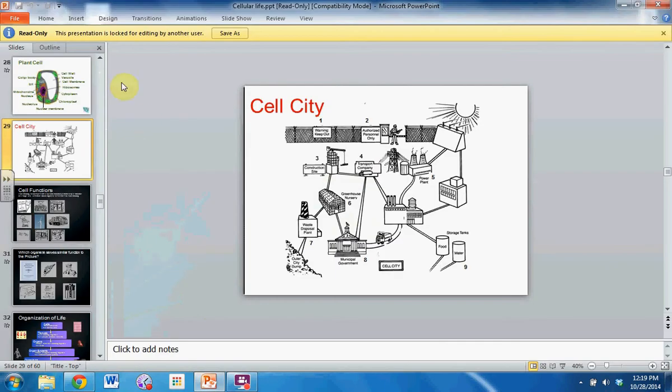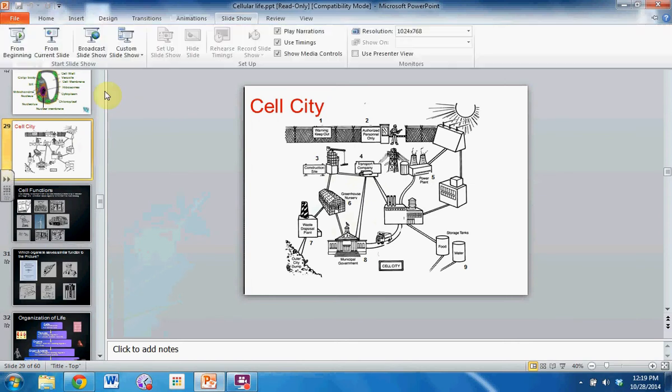Organizations of life. Yeah, Cell City one.